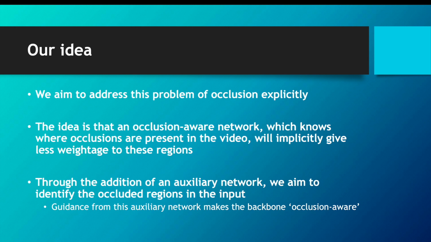So our idea is that if the network knows where occlusions are present, what kind of occlusions are present, in one sense the network is occlusion aware, it will implicitly learn to give less weightage to these occluded bad regions. And we do this through the addition of an auxiliary network which tries to identify the occluded regions in the input. And the guidance from this auxiliary network subsequently makes the gait recognition method or backbone occlusion aware.